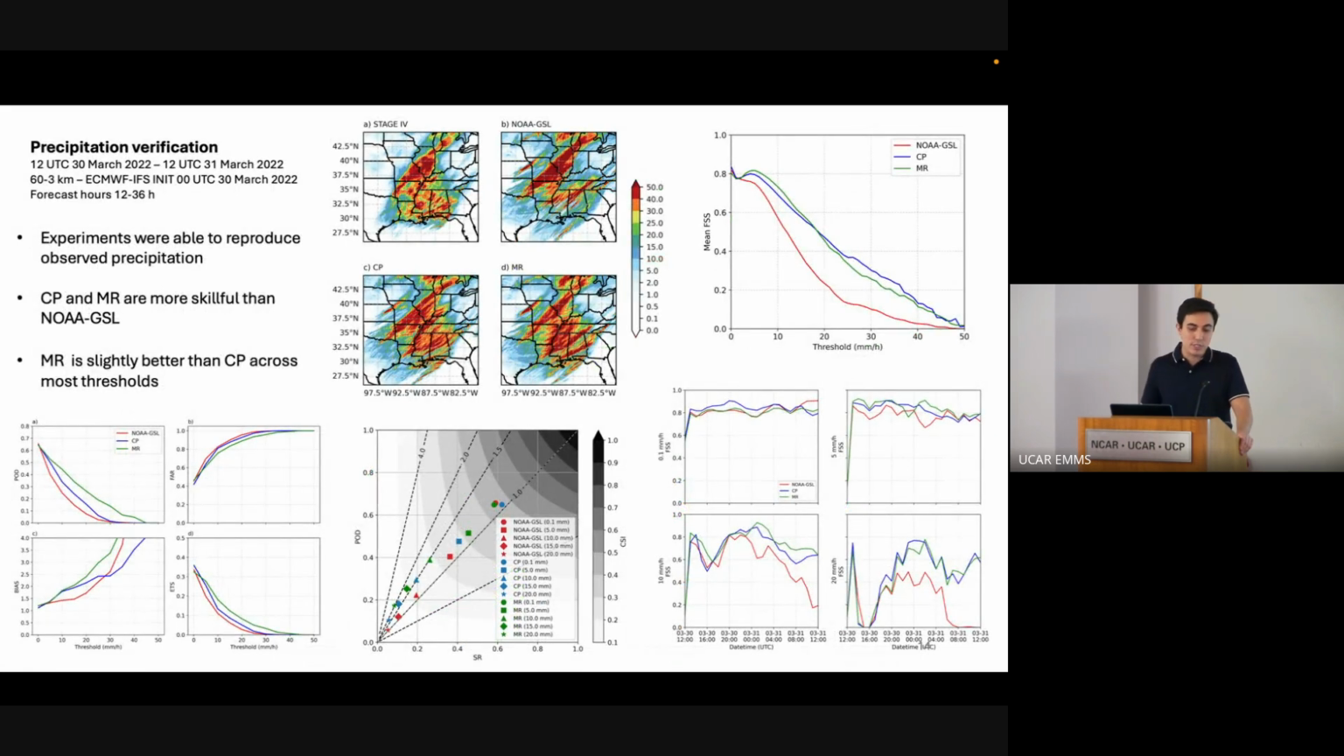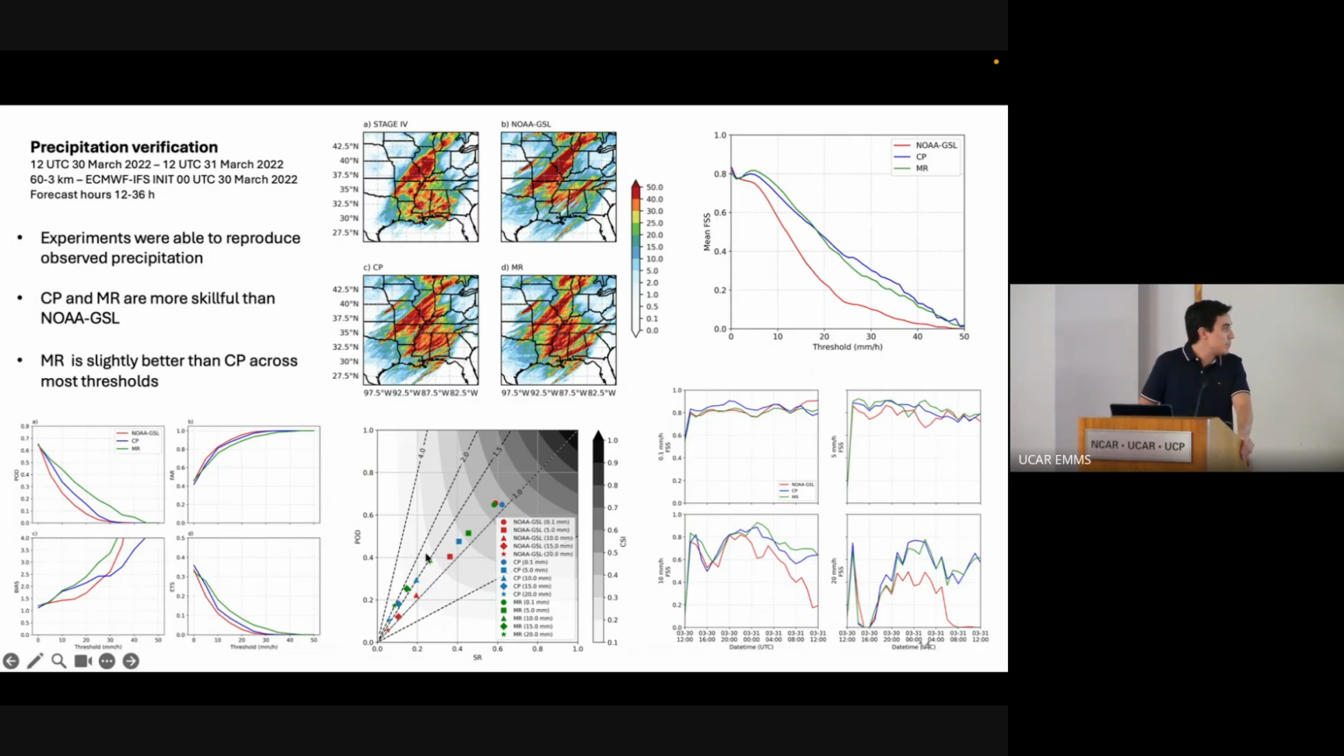So also it translates in differences in precipitation verification, as we can see here. In general, all these three simulations were able to reproduce the precipitation observed in the Stage 4 data. But the CP and MR were slightly better in terms of skill than the NOAA-GSL, especially for more intense precipitation thresholds.